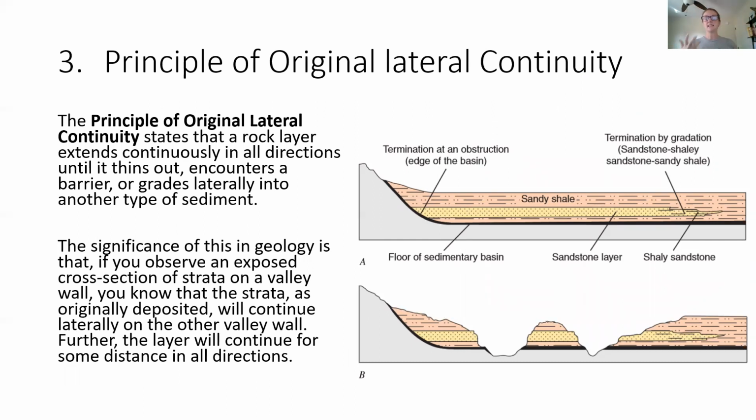The significance of this is that if you go to, say, the Grand Canyon or any other erosional feature, and you see a rock on one side of the canyon that looks a heck of a lot like a rock on the other side of the canyon, even though they're not connected today, right? They're separated by that canyon. We can presume that they were connected in the past. They used to be one lateral sheet of rock, one strata, before the canyon eroded down into it.